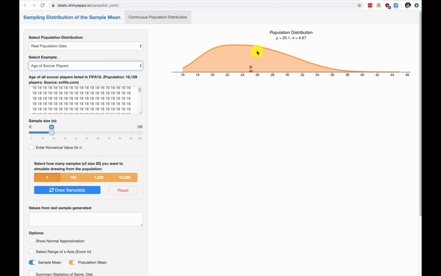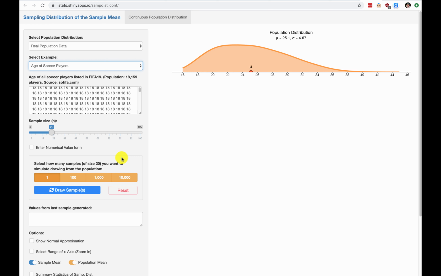So to the right, we have the population distribution. So this is of all 18,159 cases reported in this data set. Here's the average age for the soccer players, and there's a standard deviation of the age. And then you can get the shape of the distribution there.